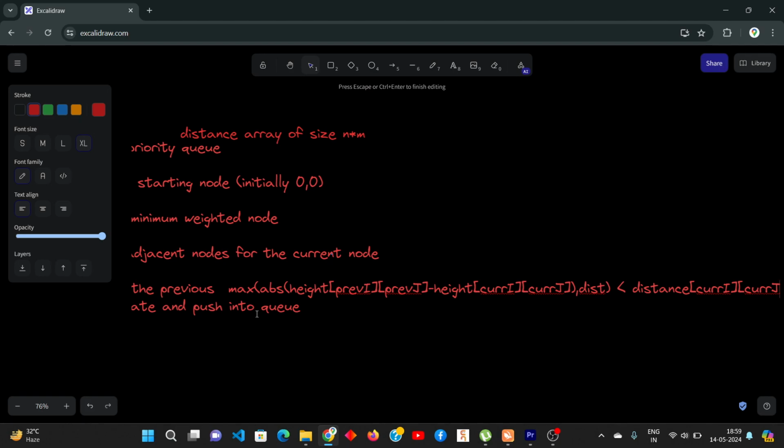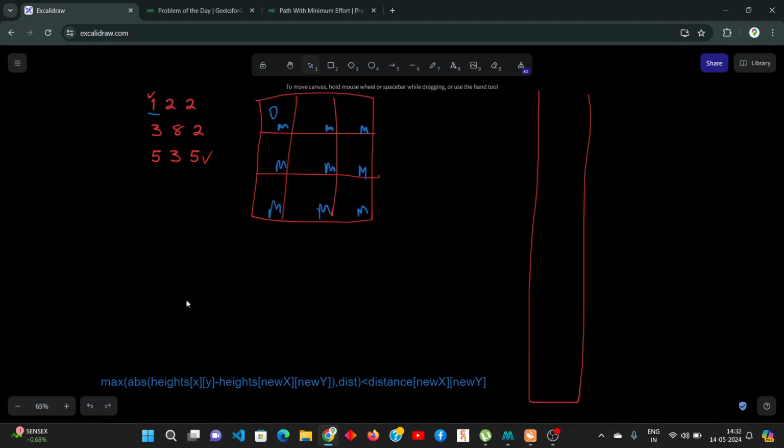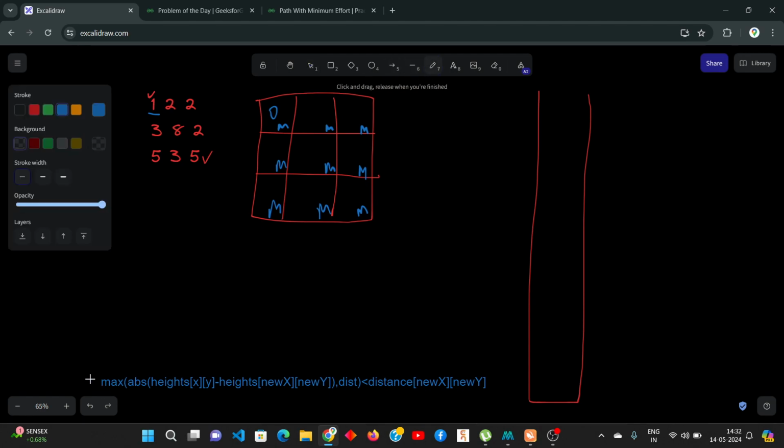Let us have a dry run, then the concept will be clear. So this is the condition that we need to satisfy. Basically what it tells is that you have to calculate the absolute value of the previous weight and the current weight and the previous distance. We have to get the maximum value of those. And if the maximum value is less than the current position distance value, that is this vector, then we can update the distance value, right?